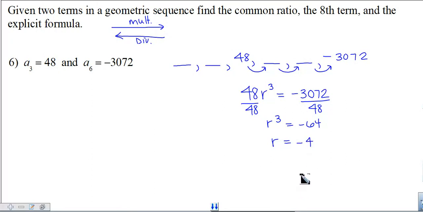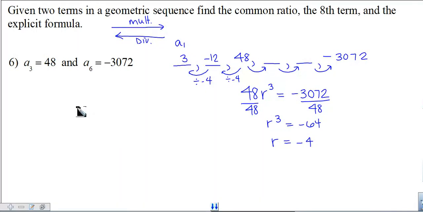Now that I have my ratio, I know how to go forward, and I also know how to go back. I need to get to term number 1. So, in order to move backwards, I divide by the ratio. So if I divide 48 by -4, I get -12. But I got to go back one more time. If I divide -12 by -4, I'm going to get +3.